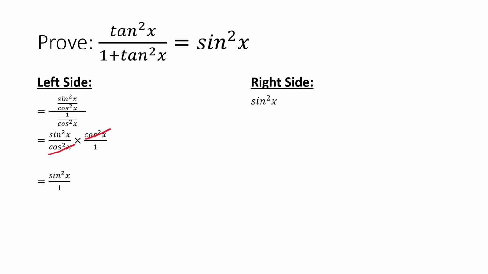Now, we don't have to show the sine squared x over 1. We'll just call it sine squared x. And then we'll write quod erat demonstrandum because we've shown the thing that we were asked to show.